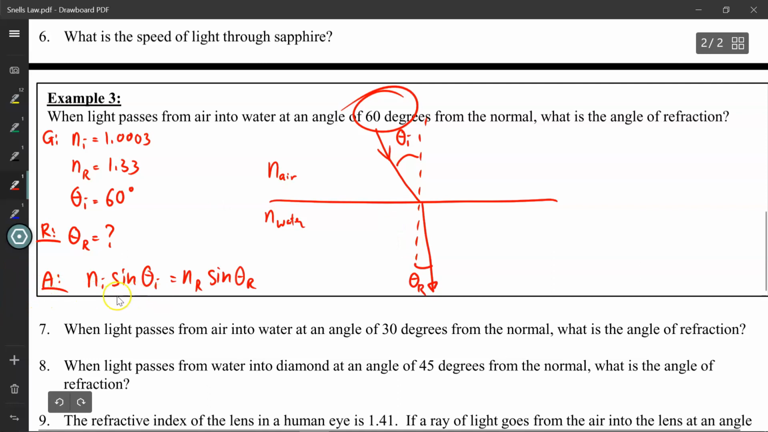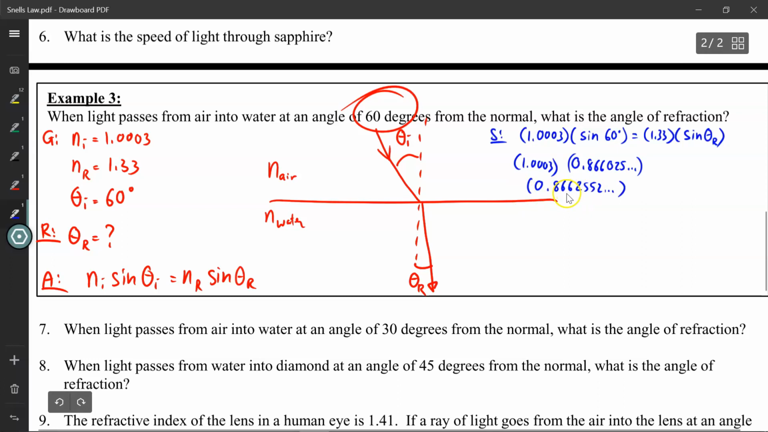Now the approach is to use Snell's law, Ni sine theta I is equal to Nr sine theta R. So now I'm going to start substituting these values in. Ni is 1.0003. Sine theta I, which is 60 degrees, so sine 60 degrees. Nr is 1.33. And then I have sine theta R, which is what I'm trying to find. So over here, I'm going to press sine 60 degrees into my calculator, and that'll give me some ugly number. And when I multiply that ugly number by 1.0003, I get this ugly number over here. Now I'm going to bring out the other side, and then I'm going to divide out the 1.33, bring it over here, giving me 0.65134 after I divide these two.